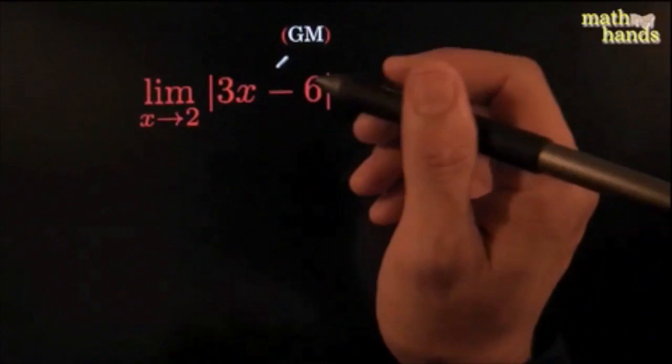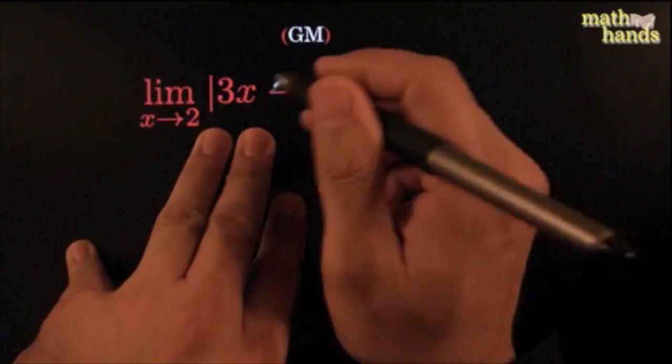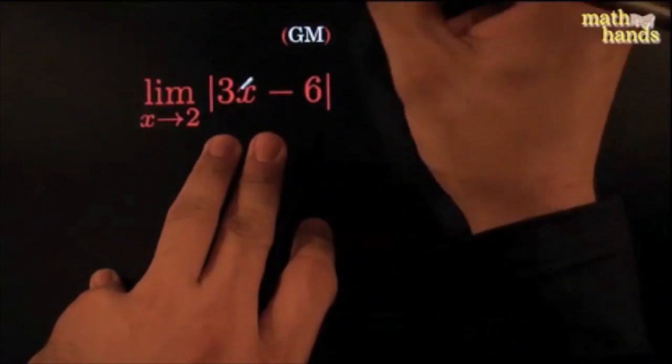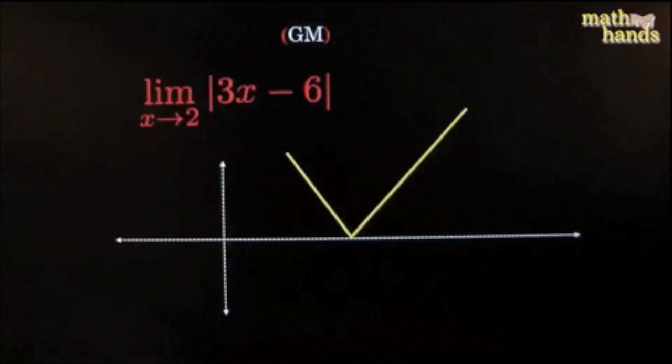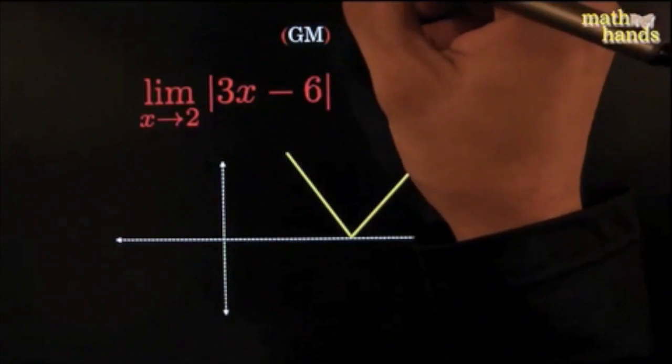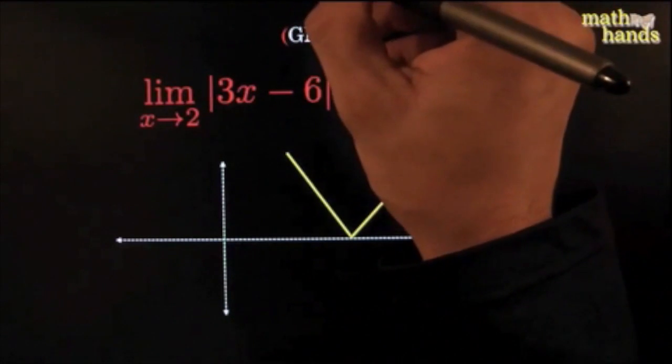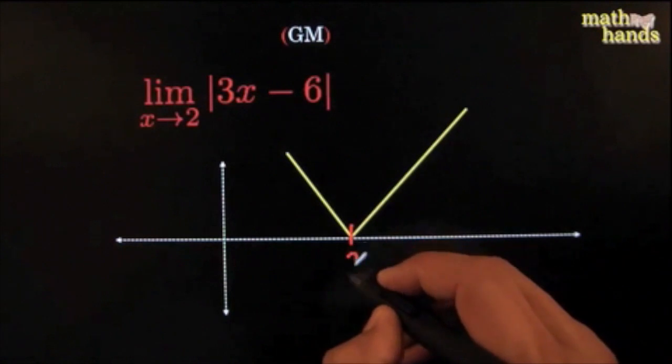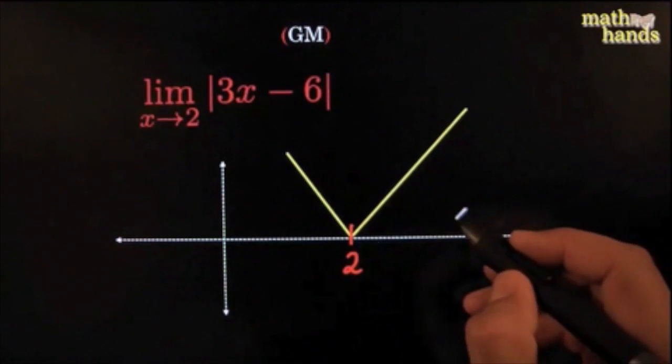Alright, let's try this one. Let's try our graphing method. This is a famous graph. It's like a V shape, shifted to the right a couple units. I think it looks kind of like this. So let's try it and see. X is going towards 2. Here's 2.